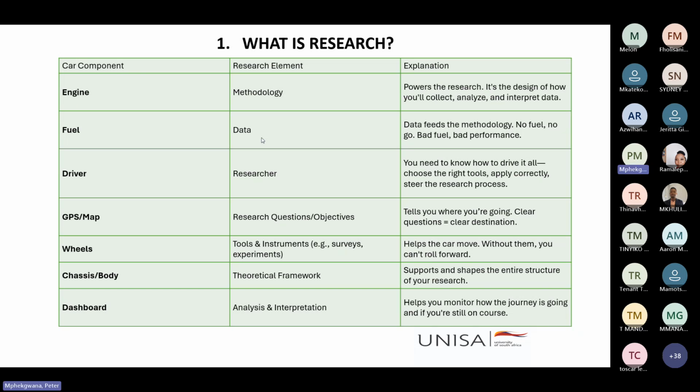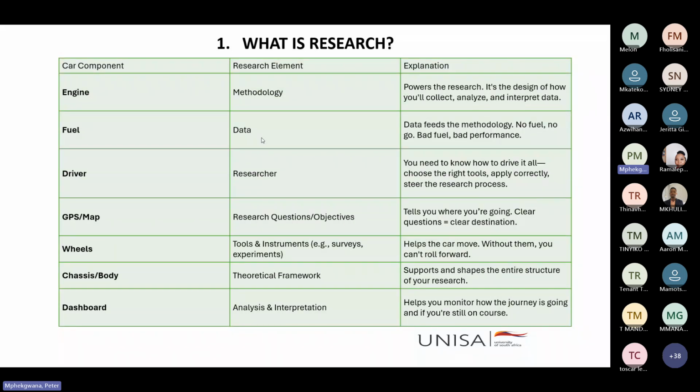So data, we can link that to fuel. The driver is the researcher. So meaning that when you're conducting the research, you are our driver. So you need to know how to drive. You need to select the right tools and apply them correctly.